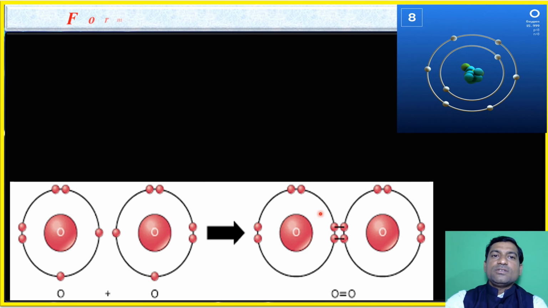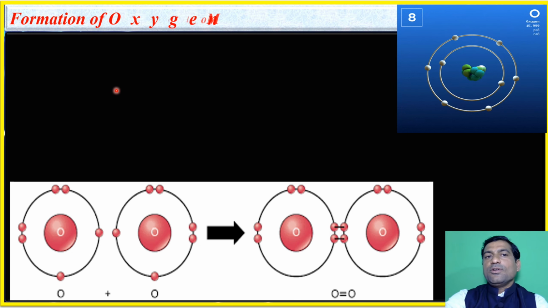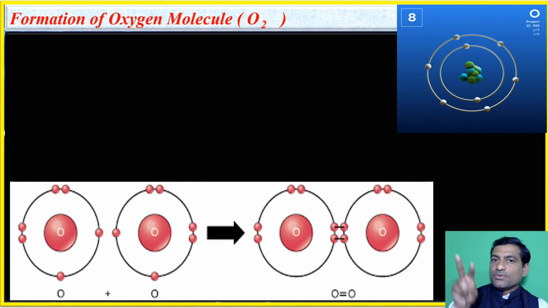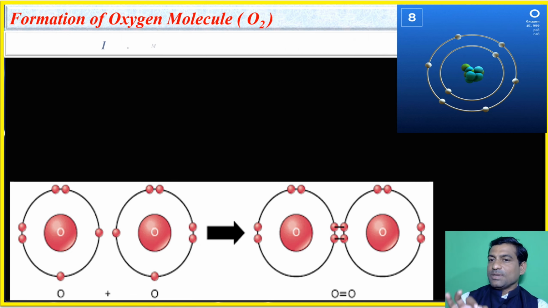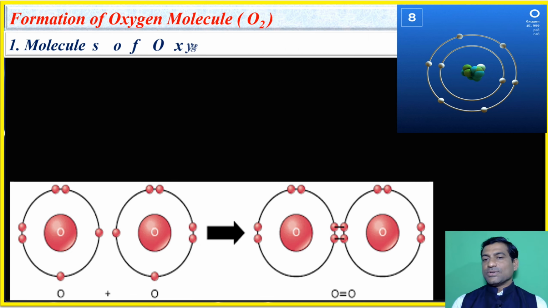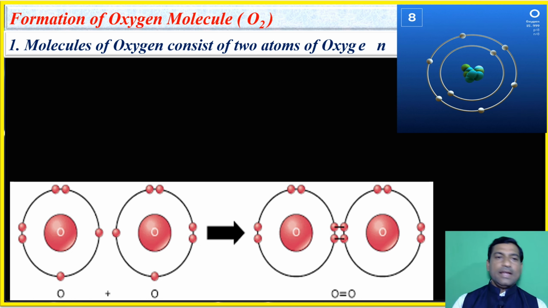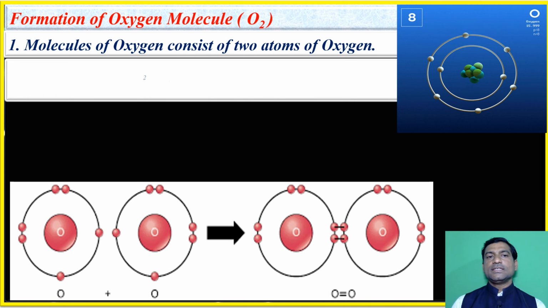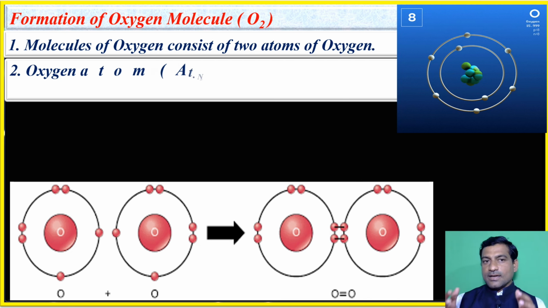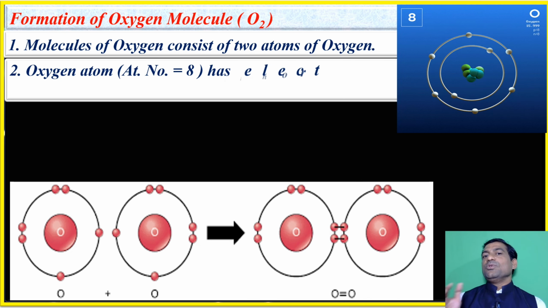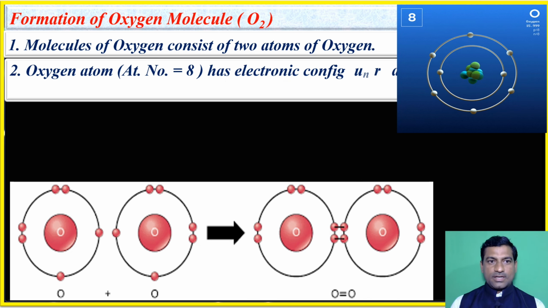For example, formation of oxygen molecule. The molecule of oxygen consists of two atoms of oxygen. The atomic number of oxygen is 8. So the electronic configuration is: first orbit contains 2 electrons and second orbit contains 6 electrons. Hence, it is short of 2 electrons to complete the octet.